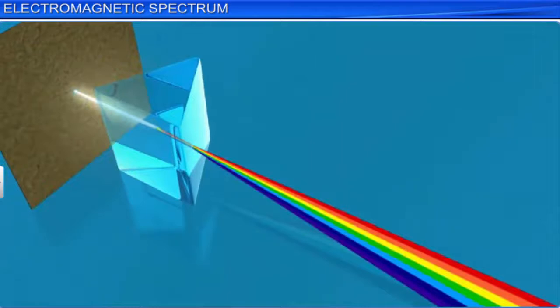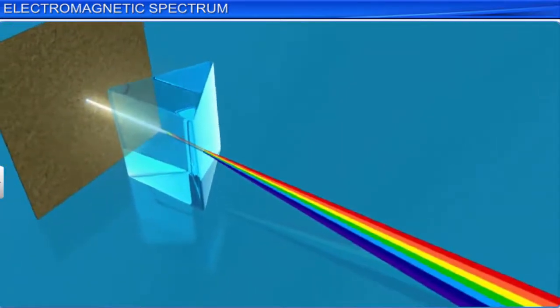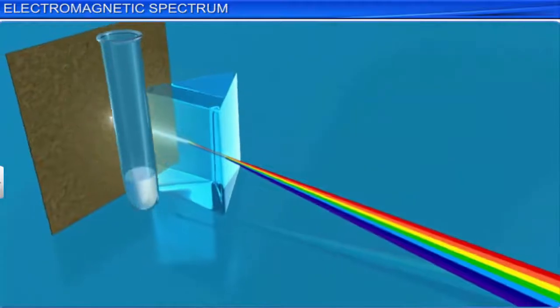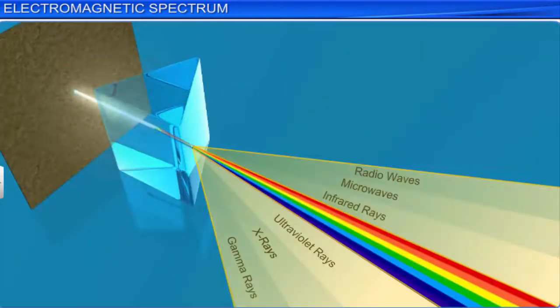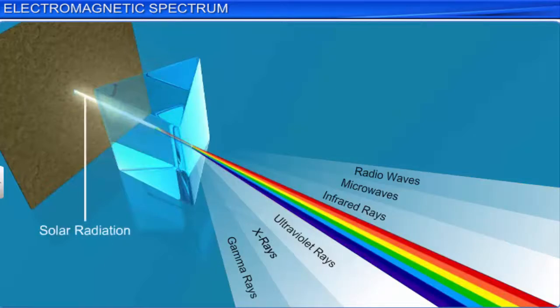When the region just before the violet region of the spectrum is investigated using a solution of silver chloride, ultraviolet radiations were detected which are invisible to the human eyes. This shows that on either side of the visible spectrum, there are invisible radiations. From this, we can understand that solar radiation consists of both visible and invisible radiations. Here, the term radiation refers to emission of energy as electromagnetic waves.